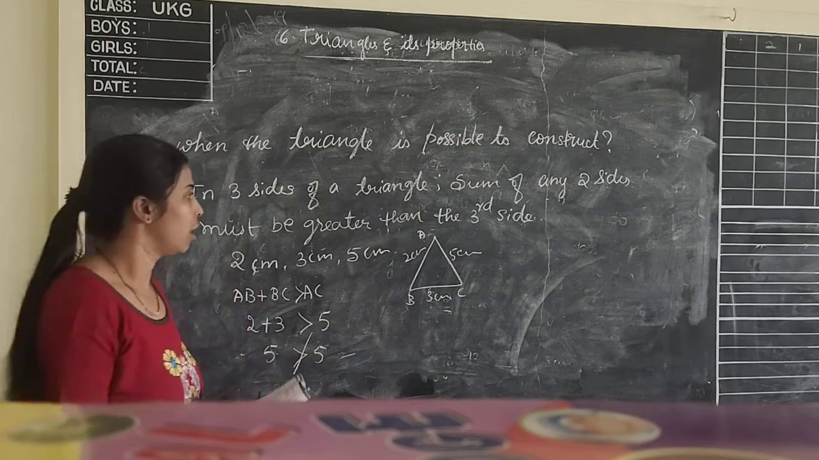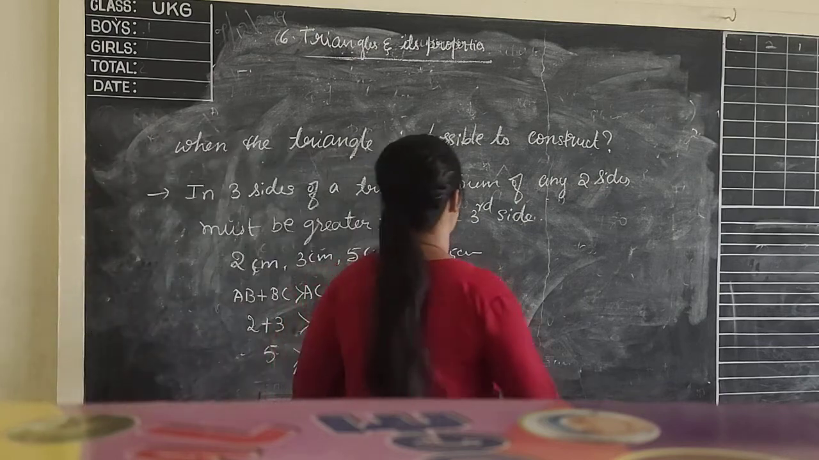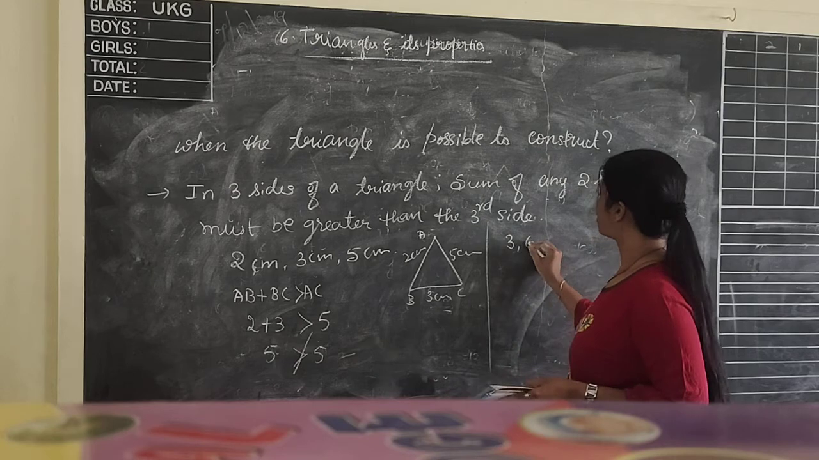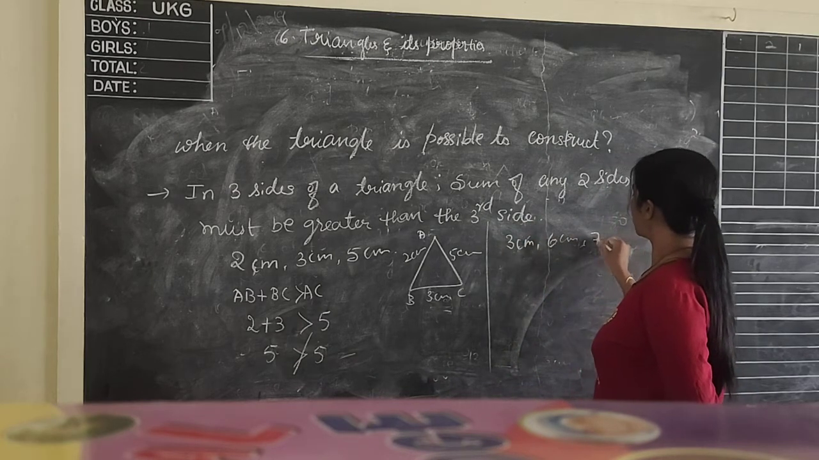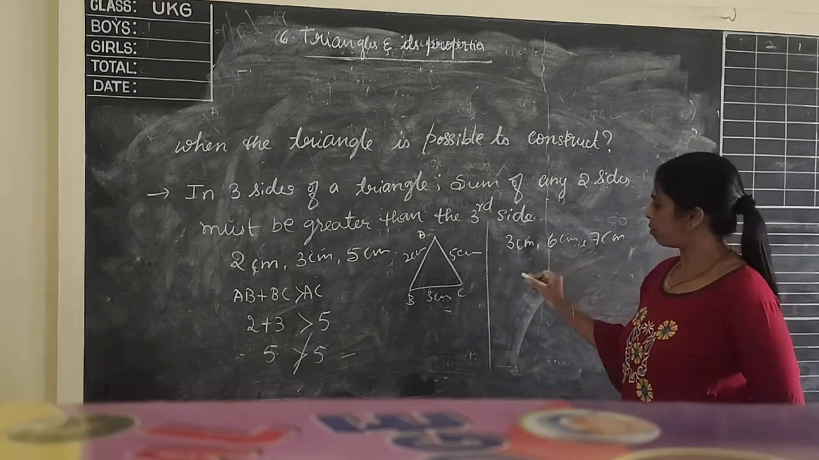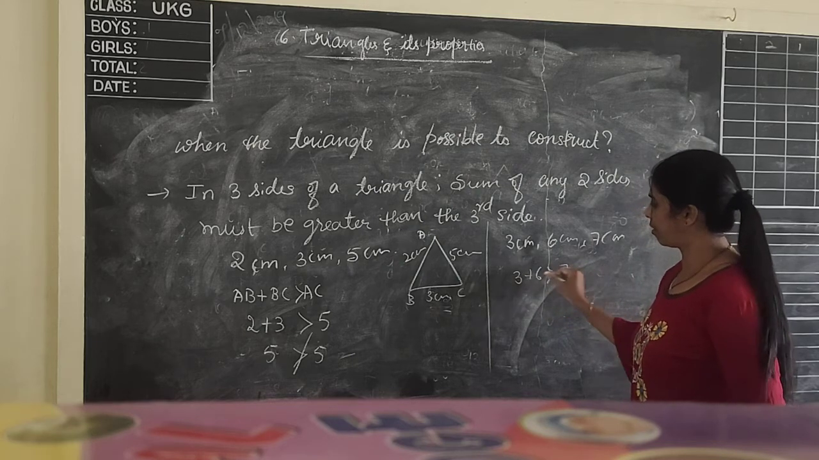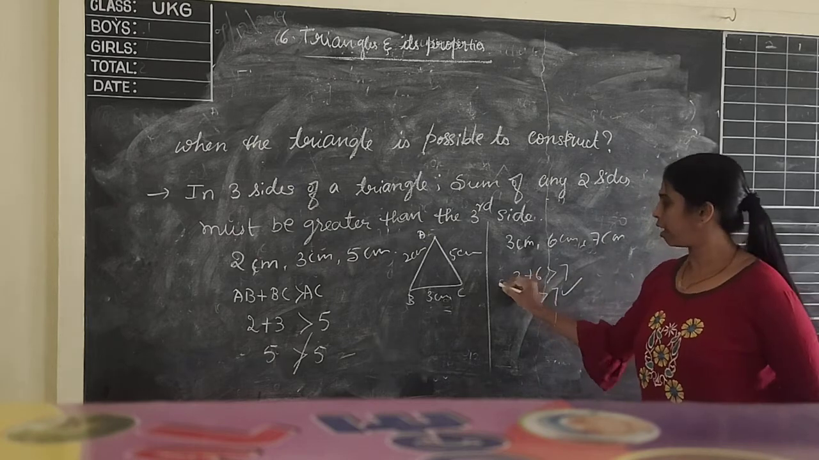Other you take. If once one friend, remaining one only to take. I take this one. 3 centimeters, 6 centimeters, 7 centimeters. I am not going to write that like that. First two sides I like. 3 plus 6 must be greater than 7. 9 is greater than 7. And the first condition is okay.